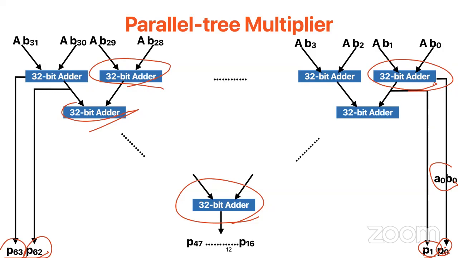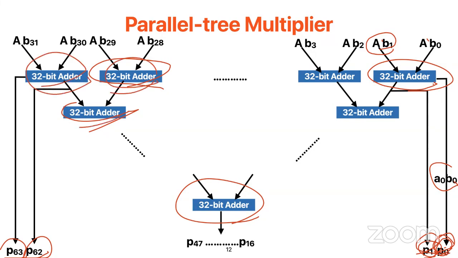For example, if I want to generate P0, it's basically A times B0 plus A times B1, and if you add them together, then some part of it will go to your P0, and some part of it will go to P1. And gradually, if you have a sufficient amount of adders, you can make a tree of this. Apparently, for this kind of design, you need a lot more 32-bit adders than the previous one.